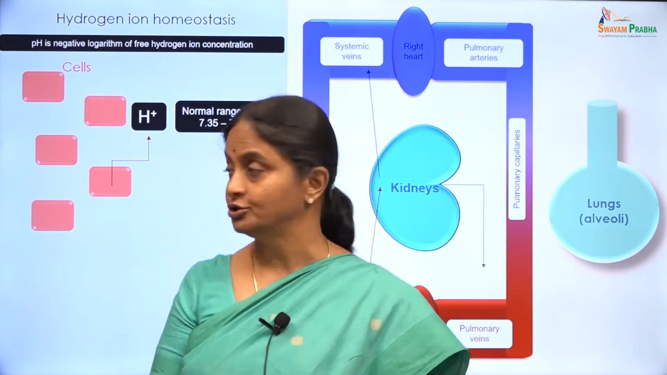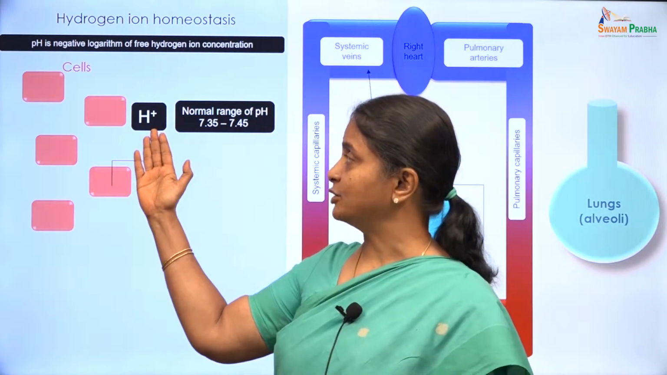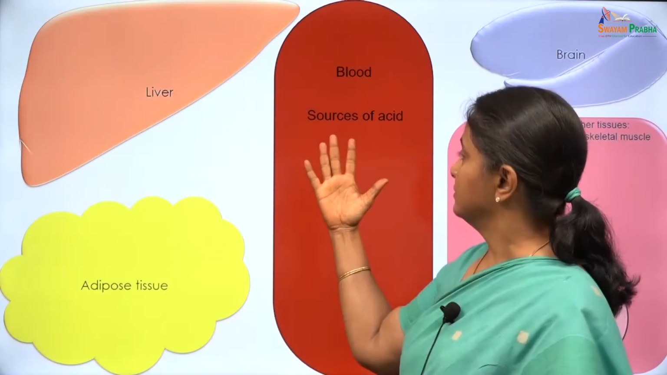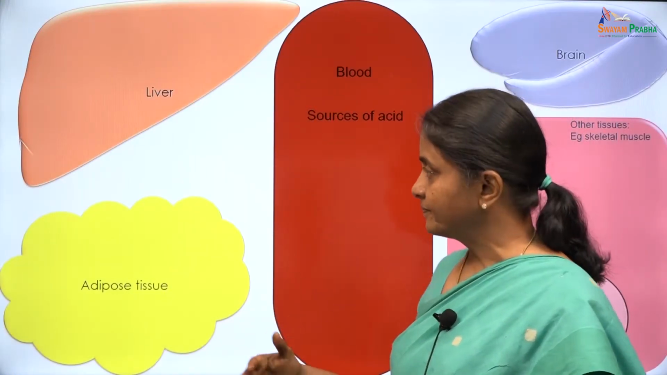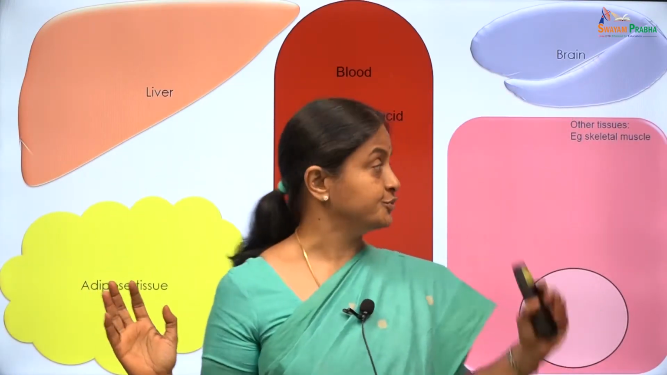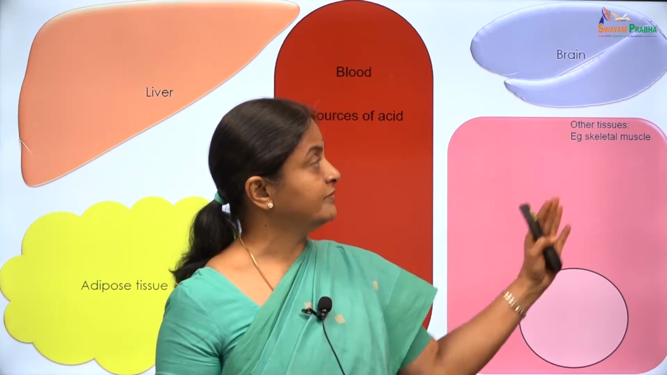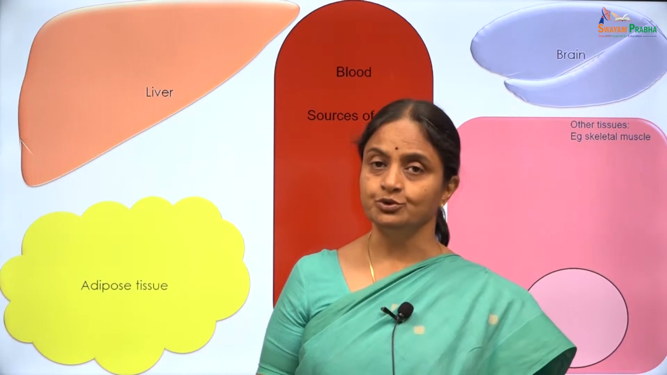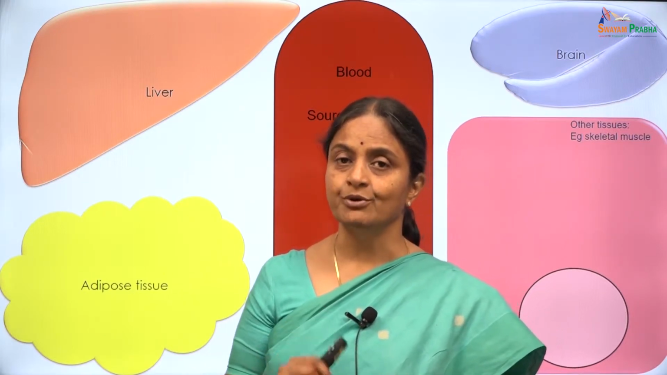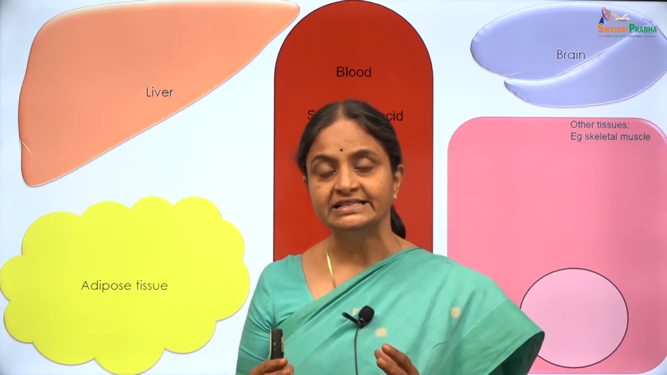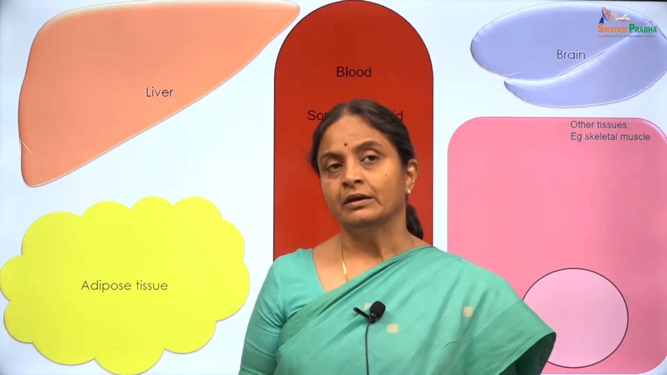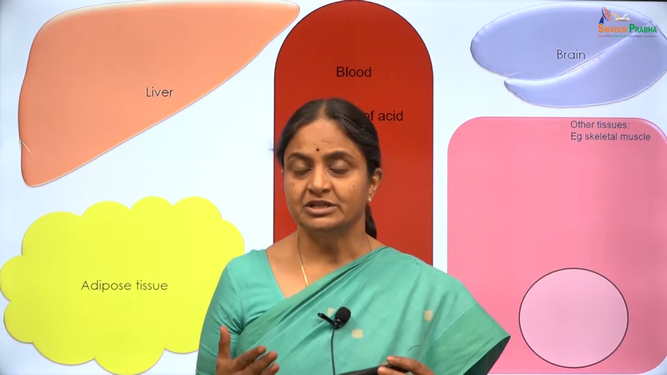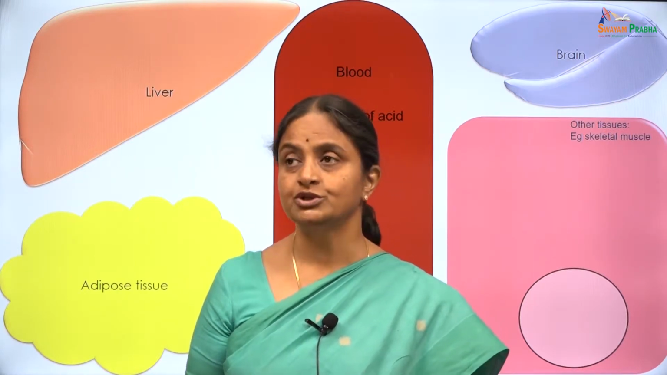We will now move on to metabolic pathways resulting in acid production. This is the blood compartment. I have shown liver and adipose tissue here, all other tissues and the brain on this side. Acids are produced when nutrients are broken down by cells to release energy. The major nutrient which serves as fuel for cells is glucose.